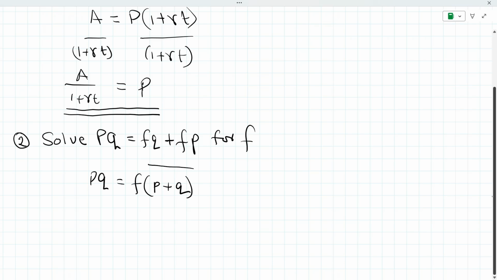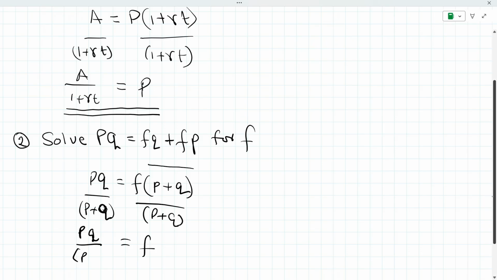And next, we have to divide both sides by P plus Q. And so finally, our F is equal to PQ divided by P plus Q. And that one will be our final answer.